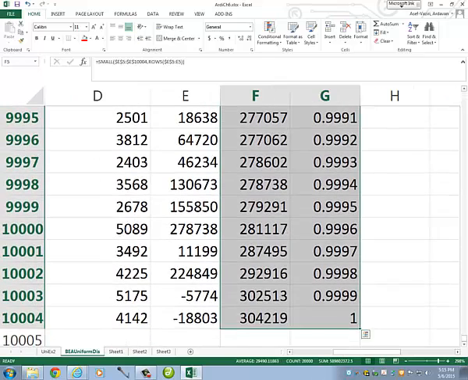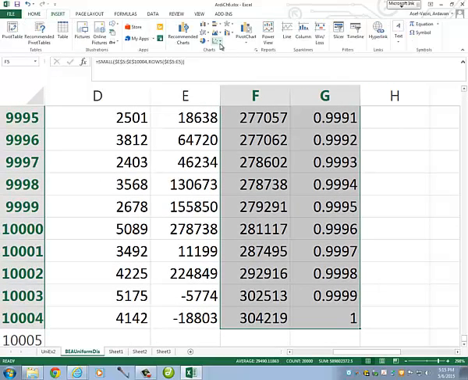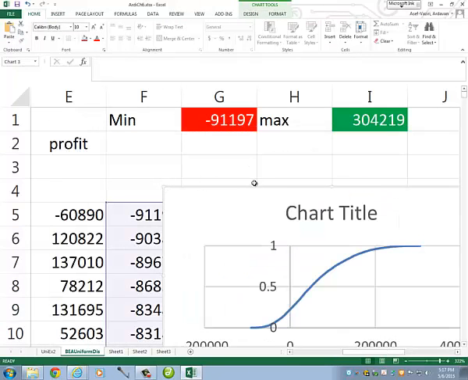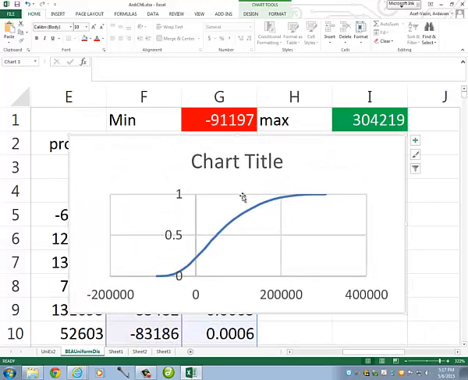I will go here and insert scatter graph, and I choose this one. Okay, so now this is a better understanding of the break-even situation. It tells me there are some possibilities of losing money.